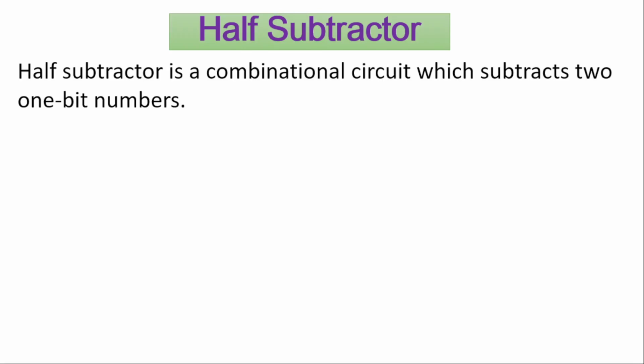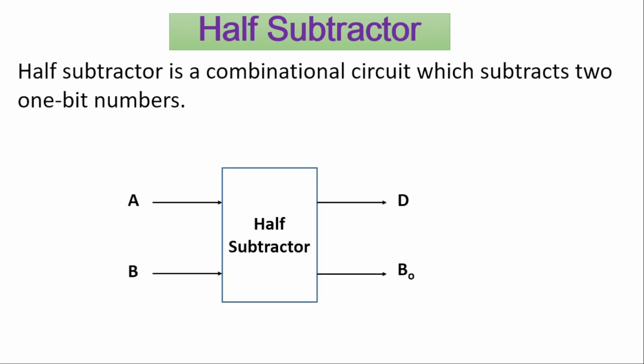This video is about a digital circuit called half subtractor. Half subtractor is a combinational circuit which subtracts two 1-bit numbers. This is the block diagram of half subtractor where A and B are the two inputs, and subtraction of A and B will give you the result in the form of difference, which is called D here, and a borrow, which is called BO, that is borrow out.